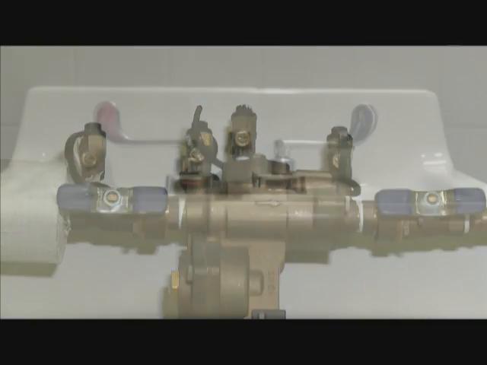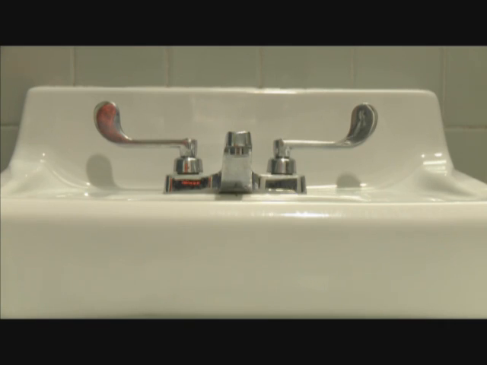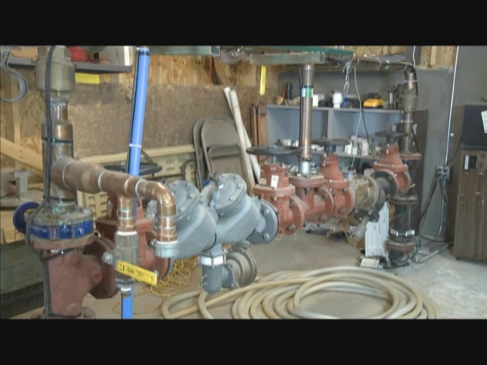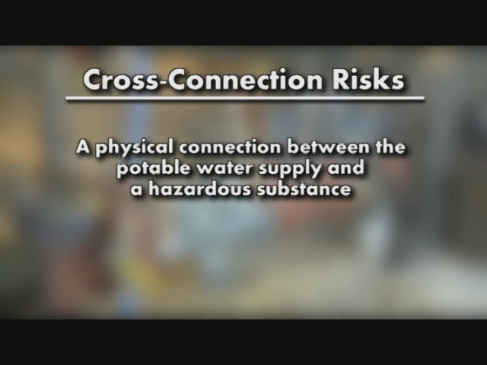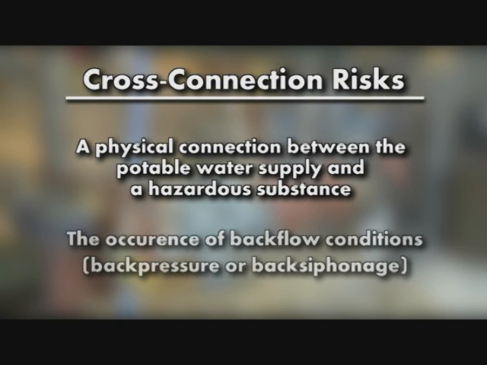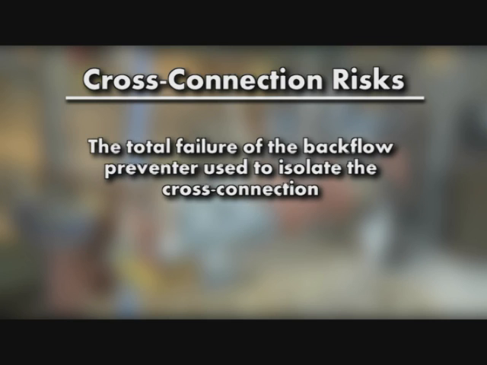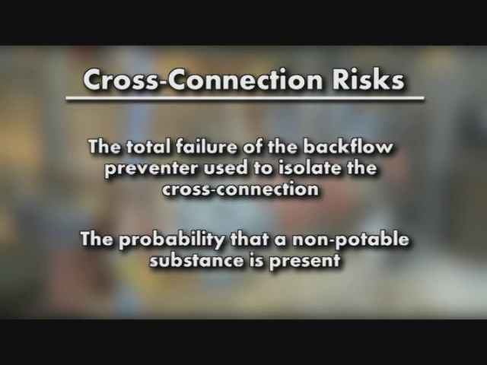Every cross-connection poses a different risk based on the probability of the occurrence of the following: a physical connection between the potable water supply and a hazardous substance, the occurrence of backflow conditions, back pressure, or back siphonage, the total failure of the backflow preventer used to isolate the cross-connection, and the probability that a non-potable substance is present.